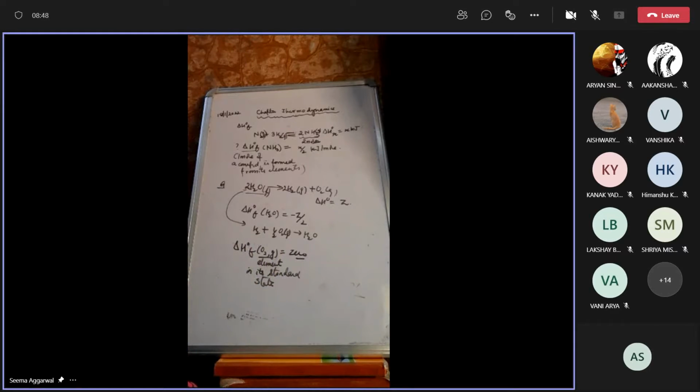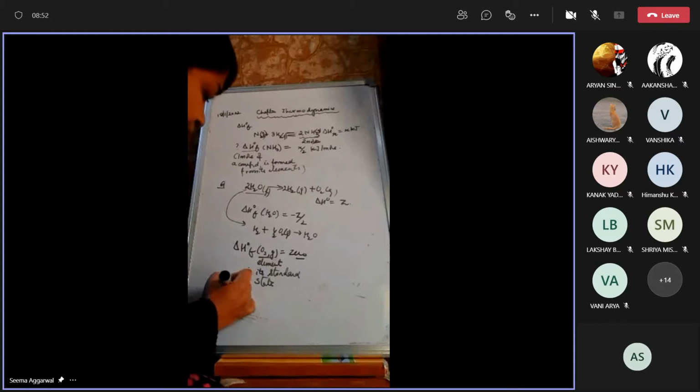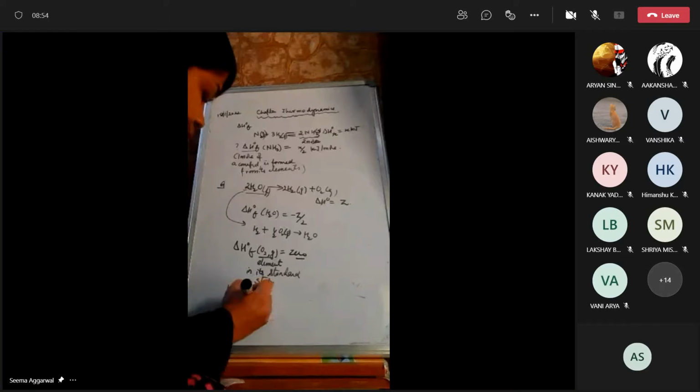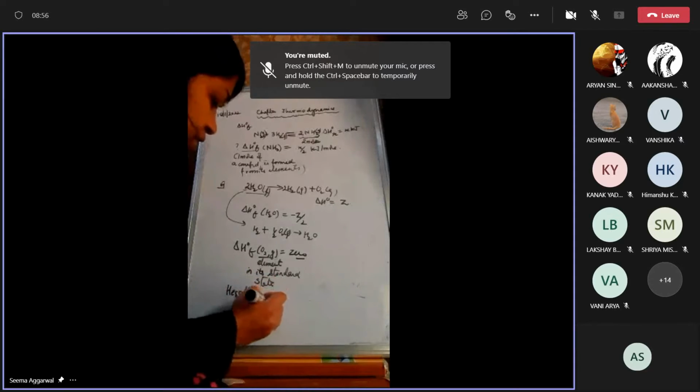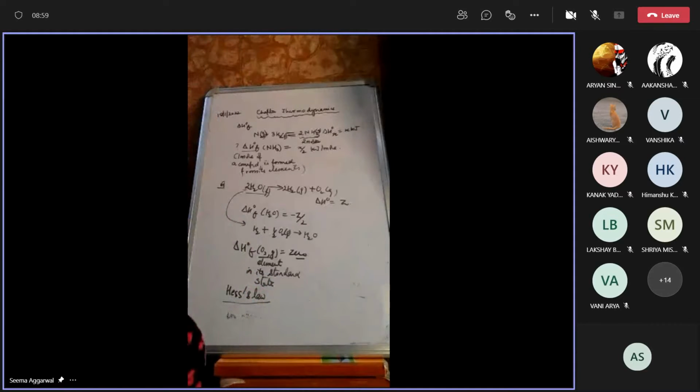So one of the topics we have done is the delta H naught formation. Another topic we have done is Hess's law. What is Hess's law of constant heat summation?